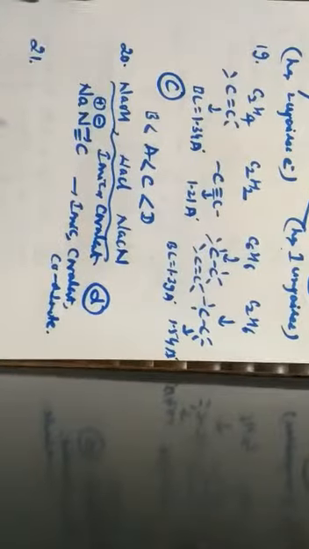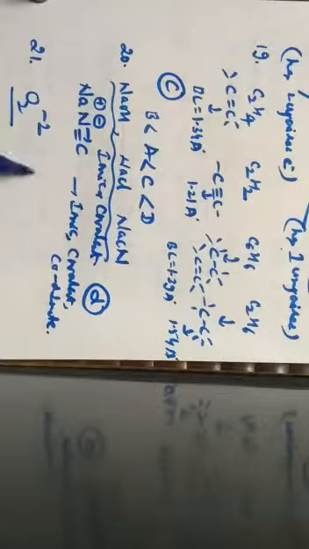Next one, question number 21. Which one of the following has no unpaired electrons? So already we have written, in the peroxide form there is no unpaired electron, that is O2 2−, which is given by option D.